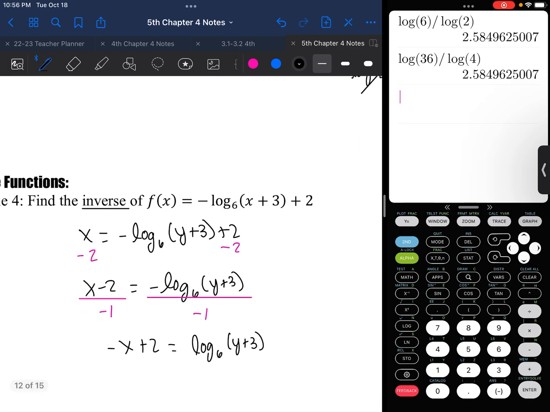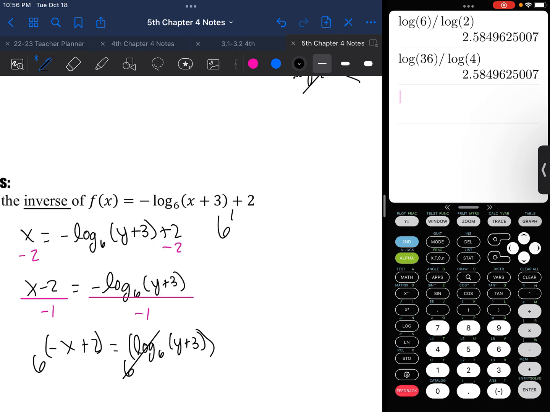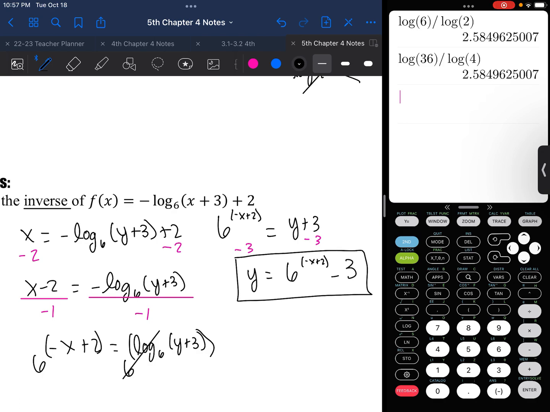Now I have to get rid of my log base 6, so I'm going to take 6 to the power of all of this and 6 to the power of all of this. So that part will cancel, and we have 6 to the negative x plus 2 equal to y plus 3. Then our last step is to subtract our 3 over. So the inverse of negative log base 6 of x plus 3 plus 2 would be y equals 6 to the negative x plus 2 power minus 3. There you go.